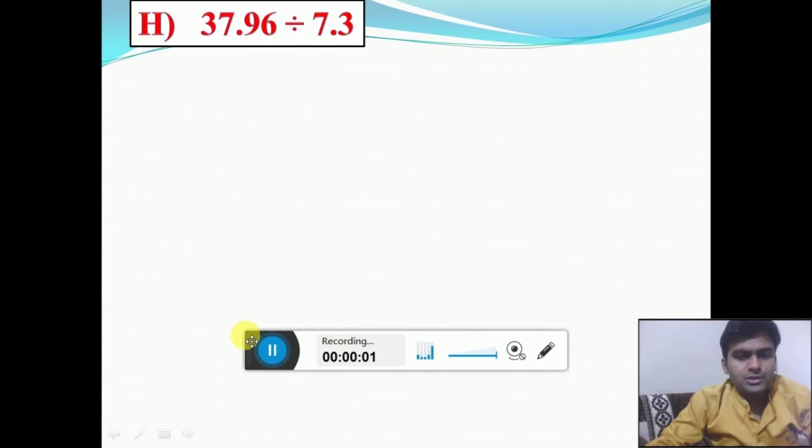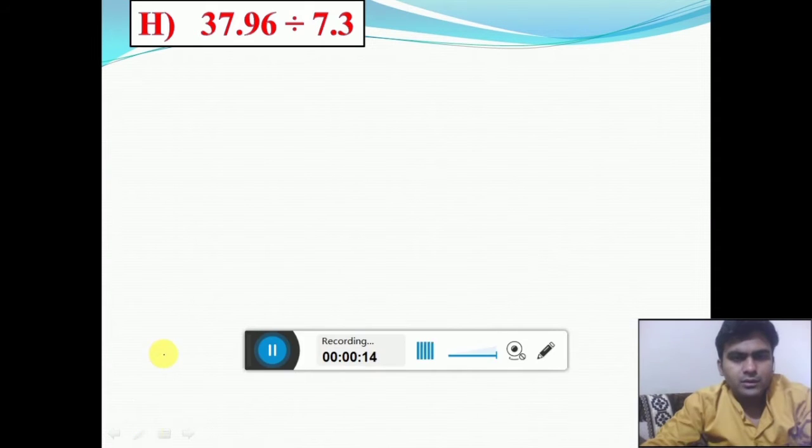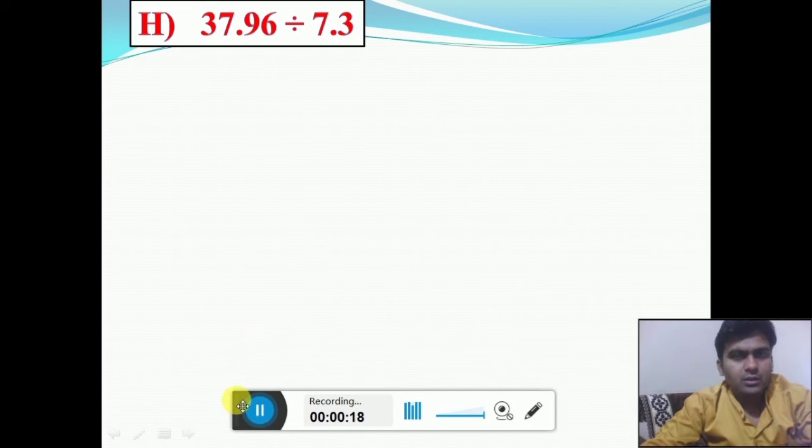Next question H, exercise 3A: 37.96 divided by 7.3. Here also the divisor is a decimal number. So if the divisor is a decimal number, we have to convert it into a whole number. So how to convert this 7.3 into a whole number?